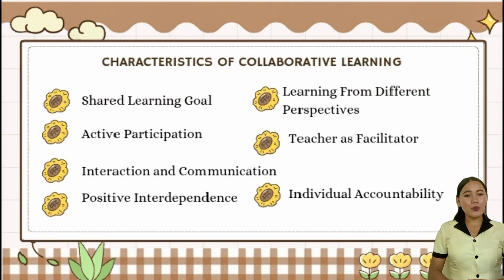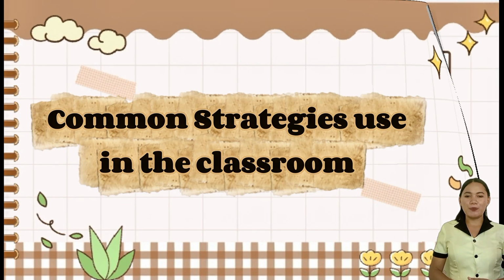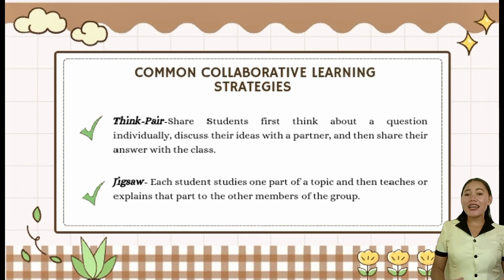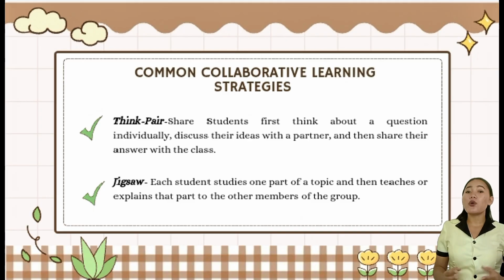And now that we understand the characteristics of collaborative learning, let us look at some common strategies that teachers can use in the classroom. The first strategy is think, pair, share. So students first think about the question individually. After that, they discuss their ideas with a partner and finally share their response with the class. This strategy is useful because students are given time to develop their own thinking before communicating it with someone else. It also gives students an opportunity to compare and improve their ideas through discussion.